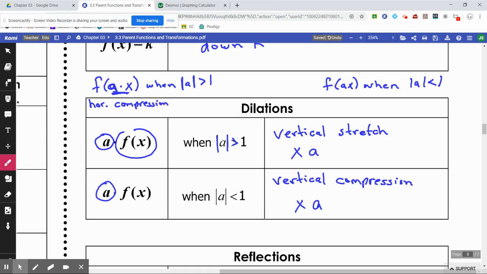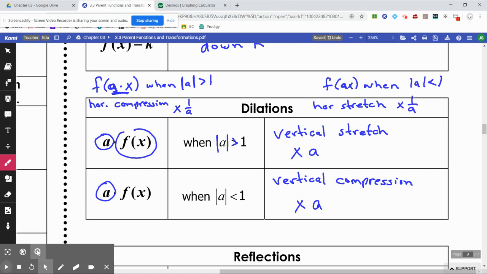Anything bigger than 1 is actually going to compress it horizontally, and it's going to compress it by a factor of 1 over a. So you do have to flip it. And the same thing happens over here. What happens if your a value is like 1/2? Well, that's actually going to stretch it. That's going to be a horizontal stretch by a factor of, again, you have to flip it when it's inside with the x.